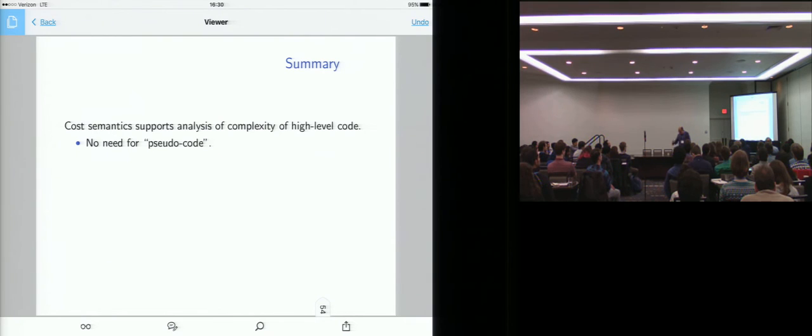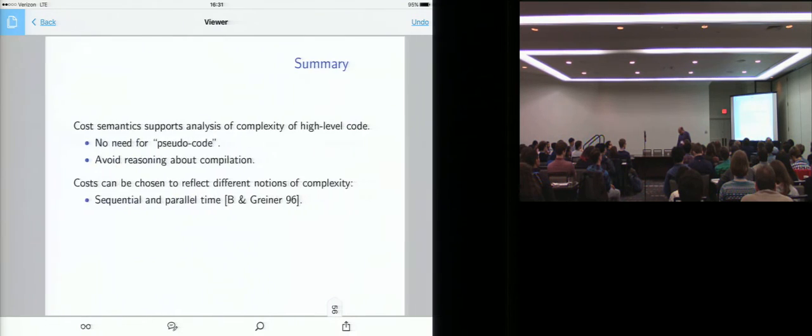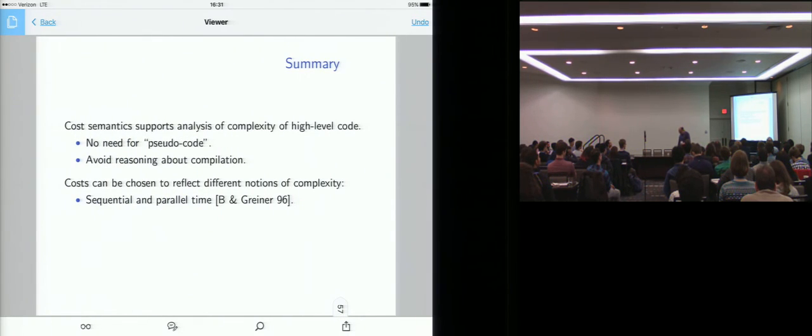So what I want to say here, in closing, is that the cost semantics idea supports analysis of the complexity of the code you actually write and the code you actually run. There's no need for pseudocode. You don't have to reason through the image of a compiler about how it's supposedly compiled, which is never true in any case. Okay, you can choose the costs in various ways that you want.